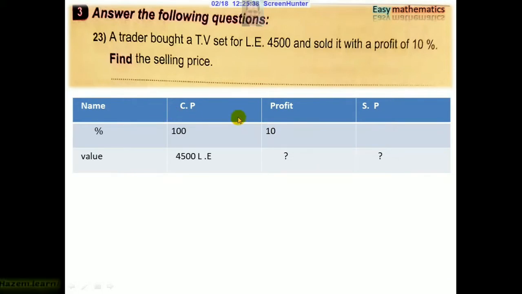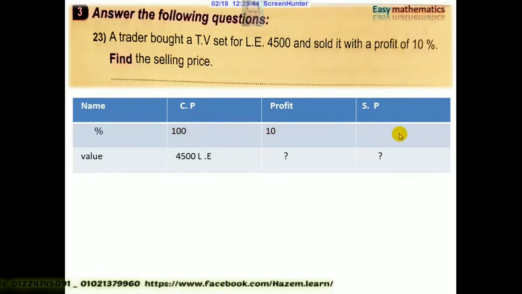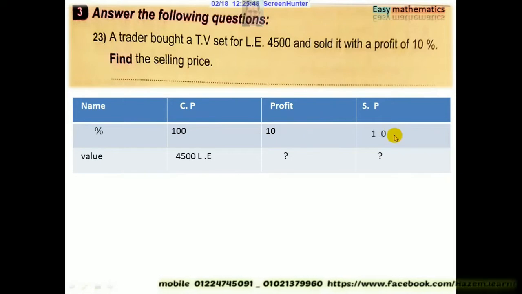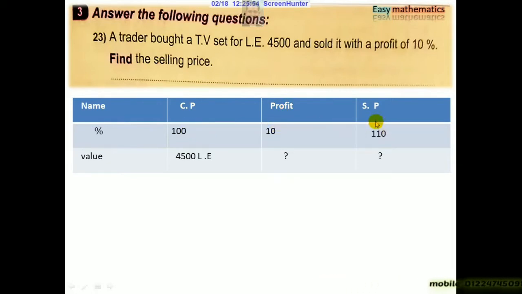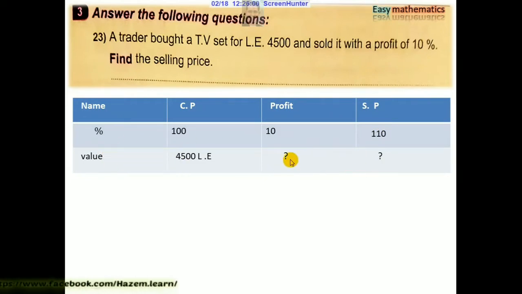We have a slide before. When we have a profit, we must add the percent of cost price and profit to find the percent of selling price. It will be equal 110. But if we have a loss or discount, we must subtract them to find the percent of selling price. Now, we can find the value of selling price and profit by using this value of cost price, 4,500.